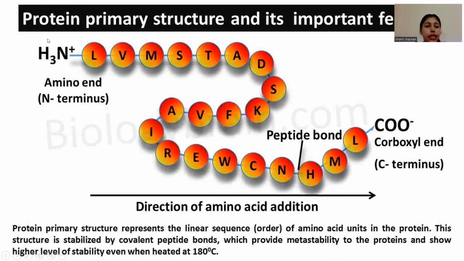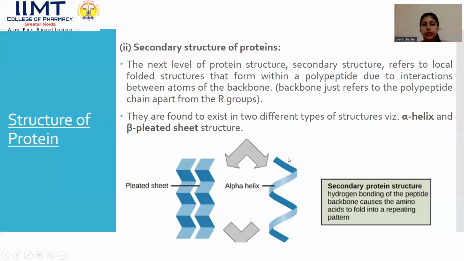The free alpha amino group written to the left is called the amino terminal or N-terminal. The free alpha carboxyl group written to the right is called the carboxyl terminal or C-terminal. Okay, this will be easy.